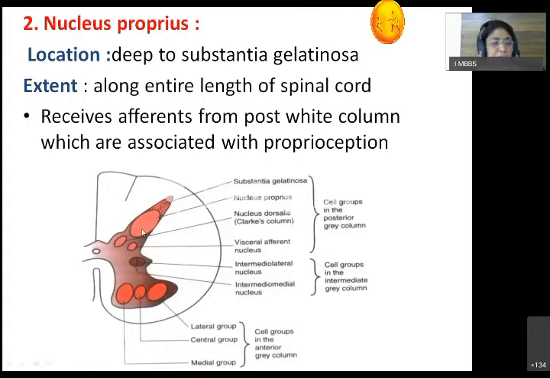What is proprioception? Proprioception means sense of position, sense of joint movement, sense of discrimination, sense of vibration, sense of equilibrium, sense of balance. All these come under proprioception. So the nucleus proprius is the largest nucleus of the posterior horn. It occupies most of the posterior horn, and it is related with proprioception.